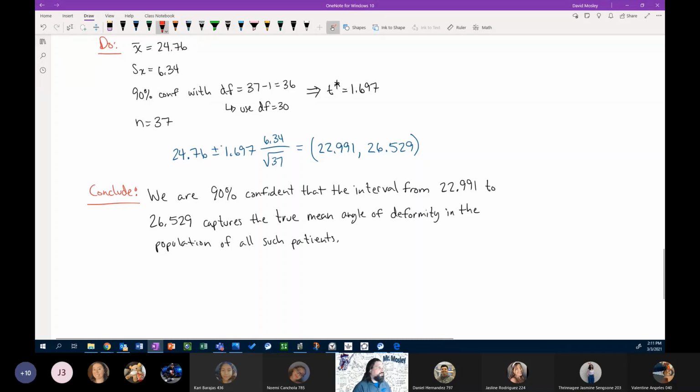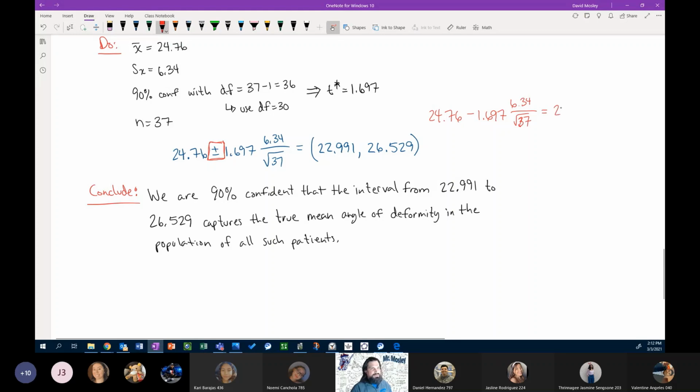So this here says plus or minus. That means I'm actually doing two calculations in this one equation. I go through this equation one time and I add what's on the right of that sign. And then I go through a second time and I subtract what's on the right hand side of this sign. So I do 24.76 minus 1.697 times 6.34 over square root of 37.